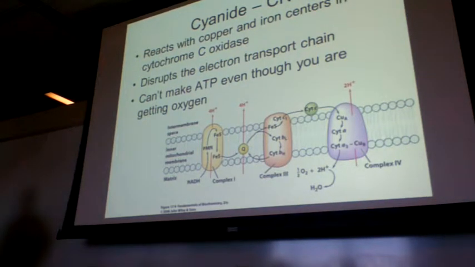And so what that means is that you can breathe just fine. You can breathe in the oxygen, but since you aren't coupling reduction of oxygen and ATP synthesis anymore, because you have this disrupted electron transport chain, you suffocate even though you can breathe.